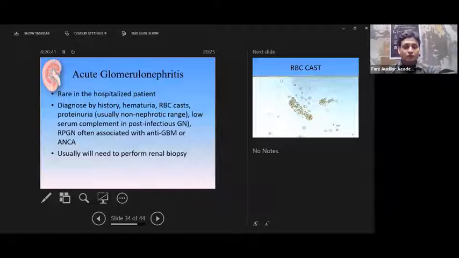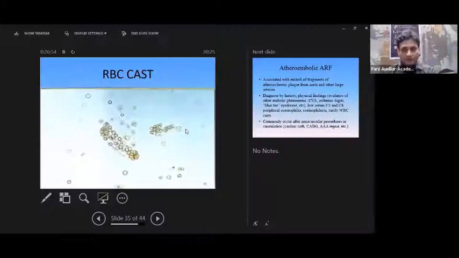So we need to do renal biopsy of this patient and supportive treatment like diuretics and control of blood pressure, and then according to biopsy, we have to give steroids and other chemotherapies. Here we can see how RBC casts look.